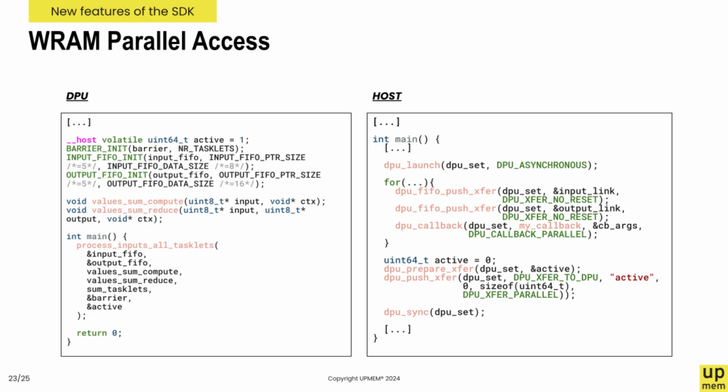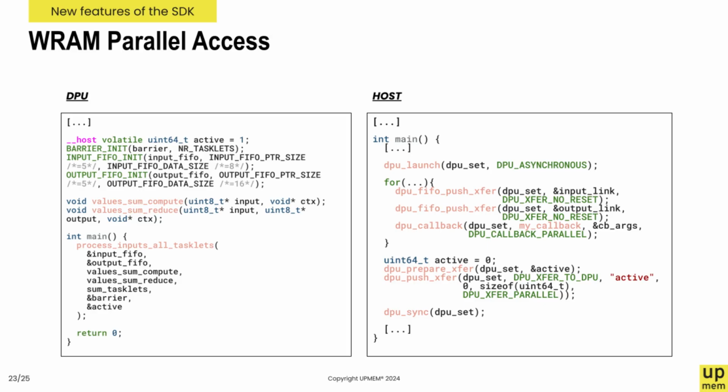And the big function that you're supposed to use in this API is process inputs all tasklets, to which you're going to give an input FIFO and an output FIFO. A function values some compute is going to be executed in parallel on all tasklets to process data from the input FIFO. A function values some radius is going to be executed just on tasklet 0 to get the result and put them back into the output FIFO. And then the barrier and synchronization stuff.